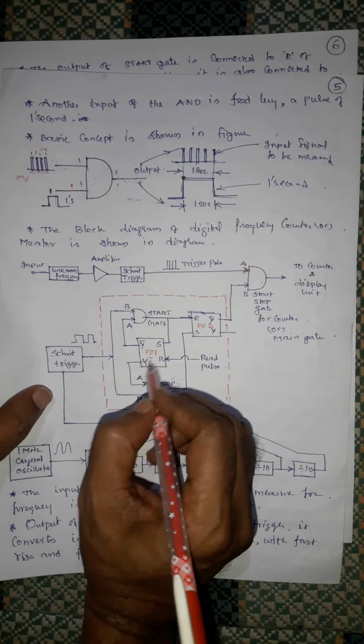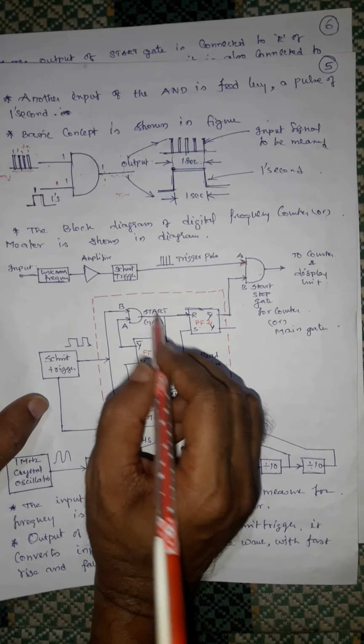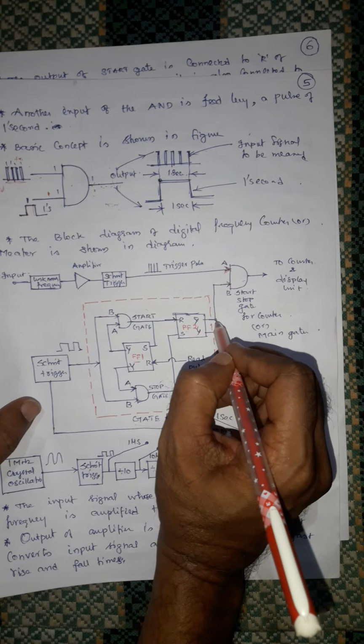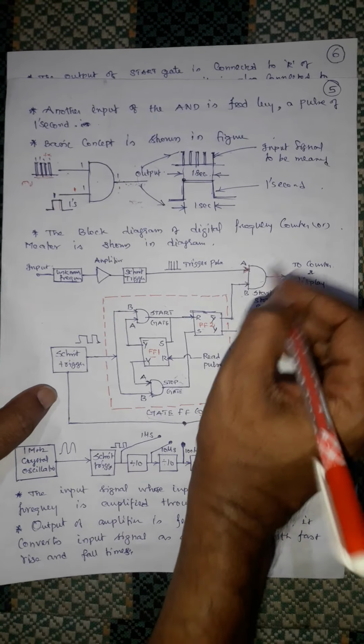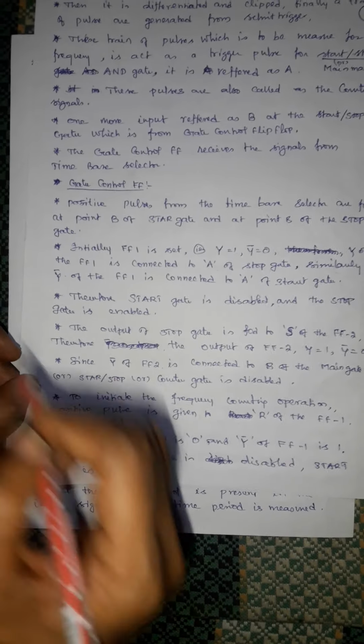Since initially the stop gate is enabled and the start gate is disabled, set y equal to 1, y bar equal to 0, b is 0, so it is in the off state. The main gate is disabled. Okay. Now we can see how the count will be started.